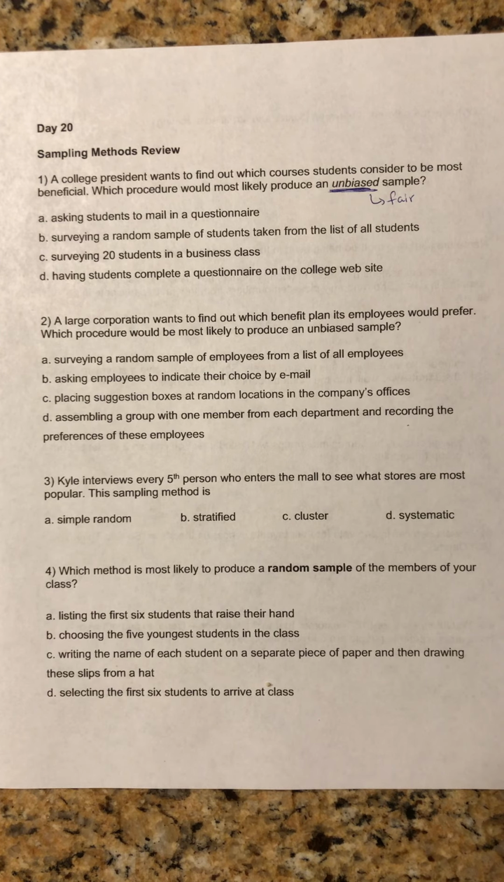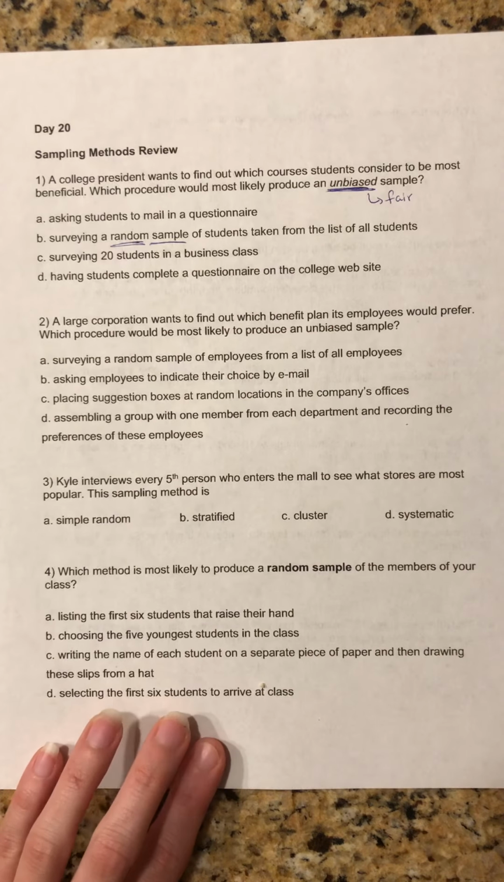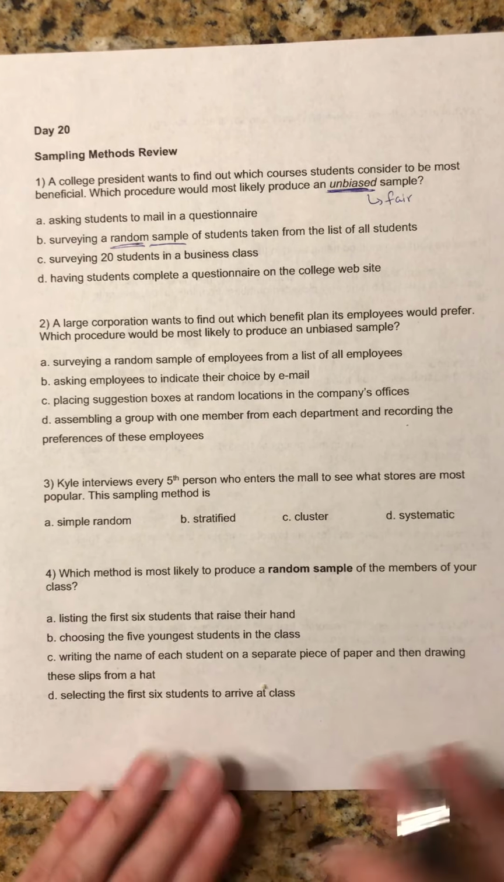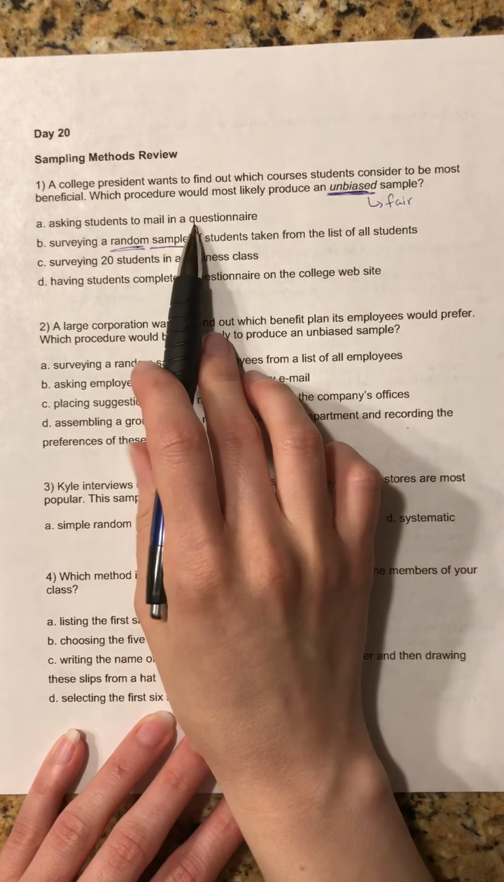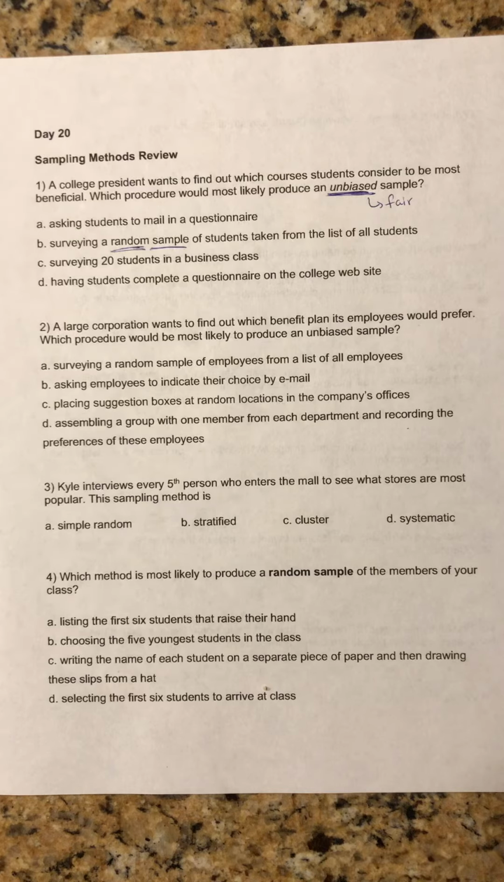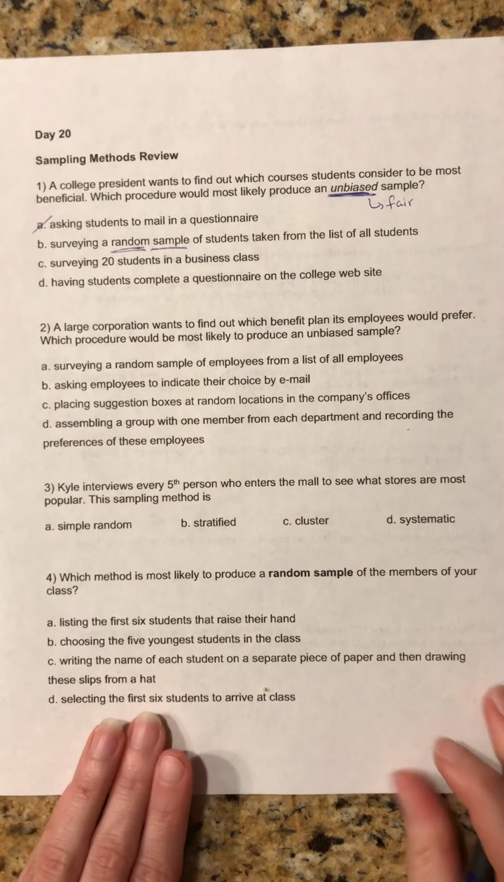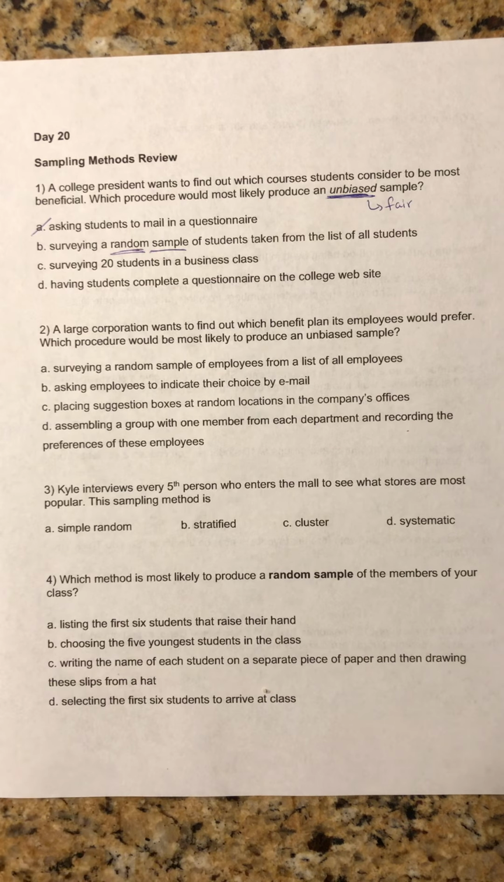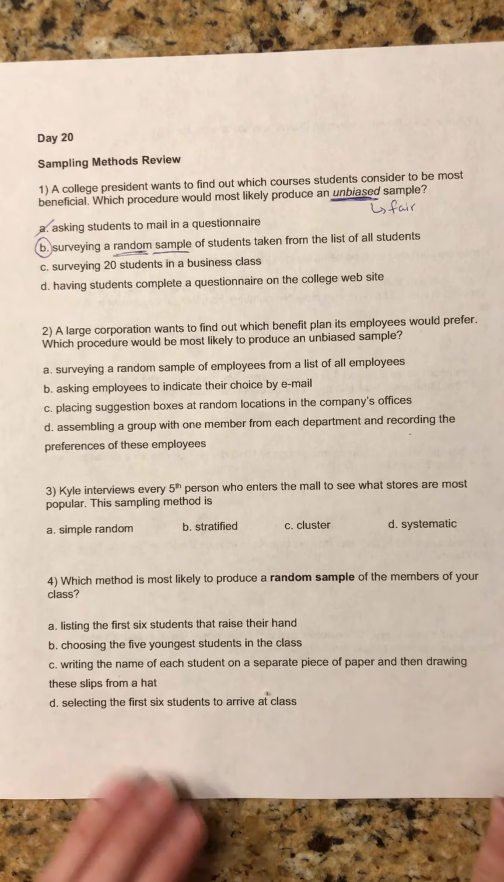Well, if you want it to be fair, you usually want to have a random sample, okay? But not only just a random sample, but you also want it to be out of like a list of all of the students. Asking students to mail in a questionnaire, you're gonna only get the people who want to do the survey. Not everybody's going to respond, so I would not say a questionnaire would be most unbiased. It would be B, but let's just look at C and D.